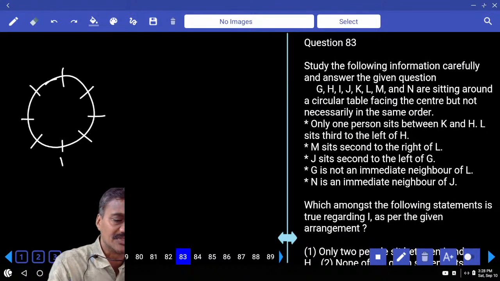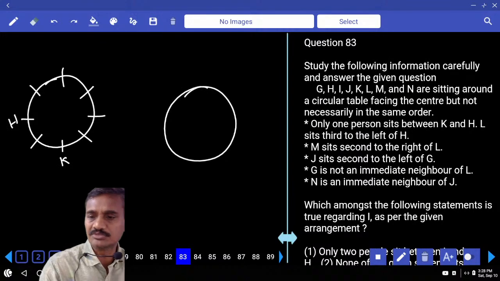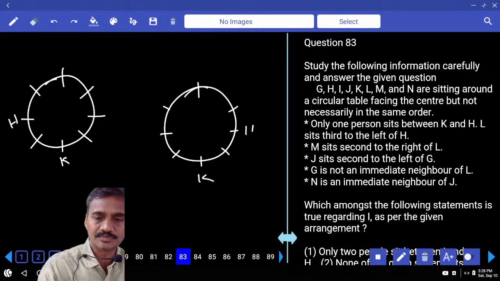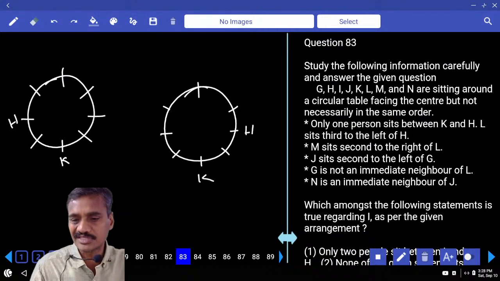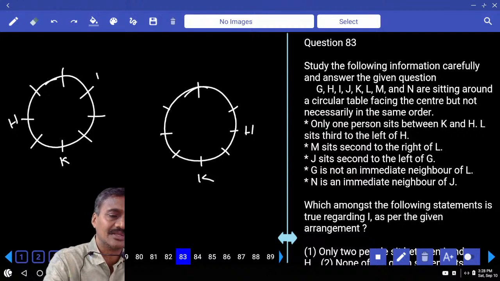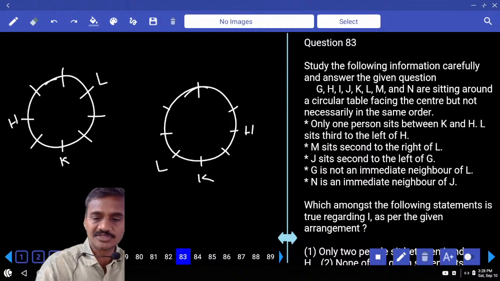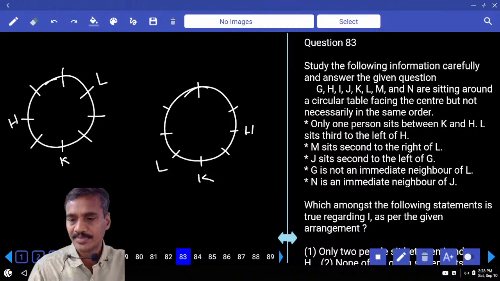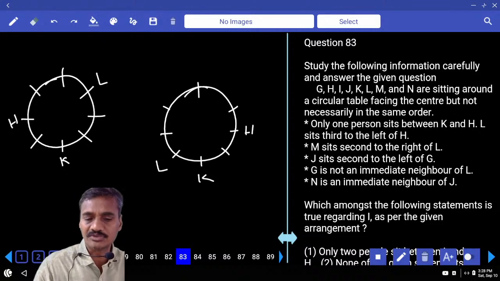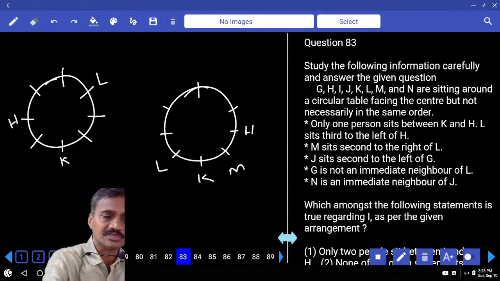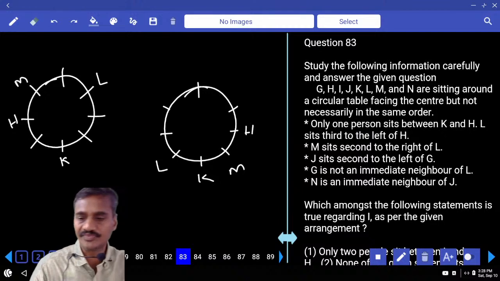If K is here, H will be here. One possibility. And what is the next possibility we have? Between K and H, there must be exactly one person. Now here K is here, H is here. One person between K and H. L sits to the left of H, L is here. Now in this case, L sits to the left of H. Then M sits second to the right of L, M is here.